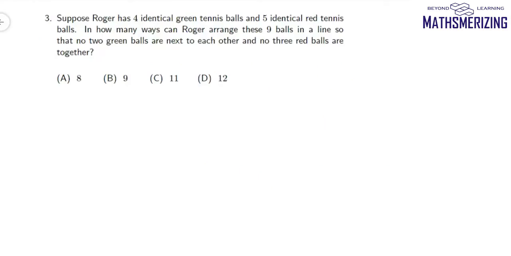Now question number 3, it says, suppose Roger has 4 identical green tennis balls and 5 identical red tennis balls. In how many ways can Roger arrange these 9 balls in a line so that no 2 green balls are next to each other and no 3 red balls are together? So first we'll find in how many ways we can arrange these 4 green and 5 red balls so that no 2 green balls are together. So for that, what I'll do is I'll first arrange these 5 identical red balls.